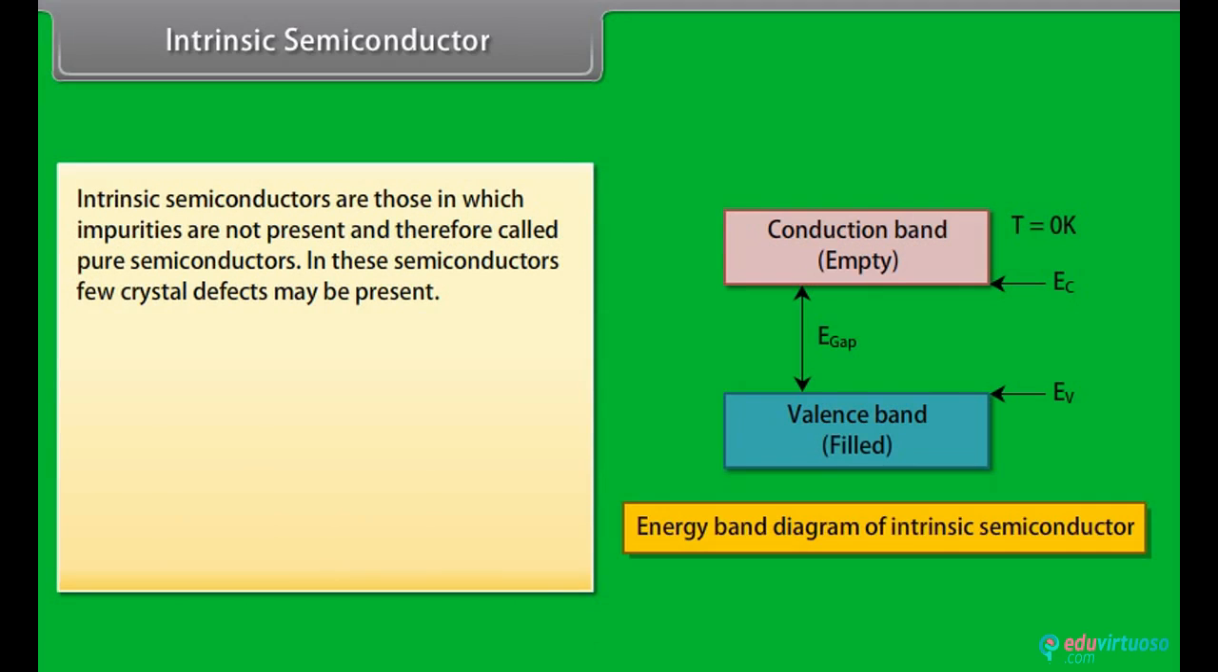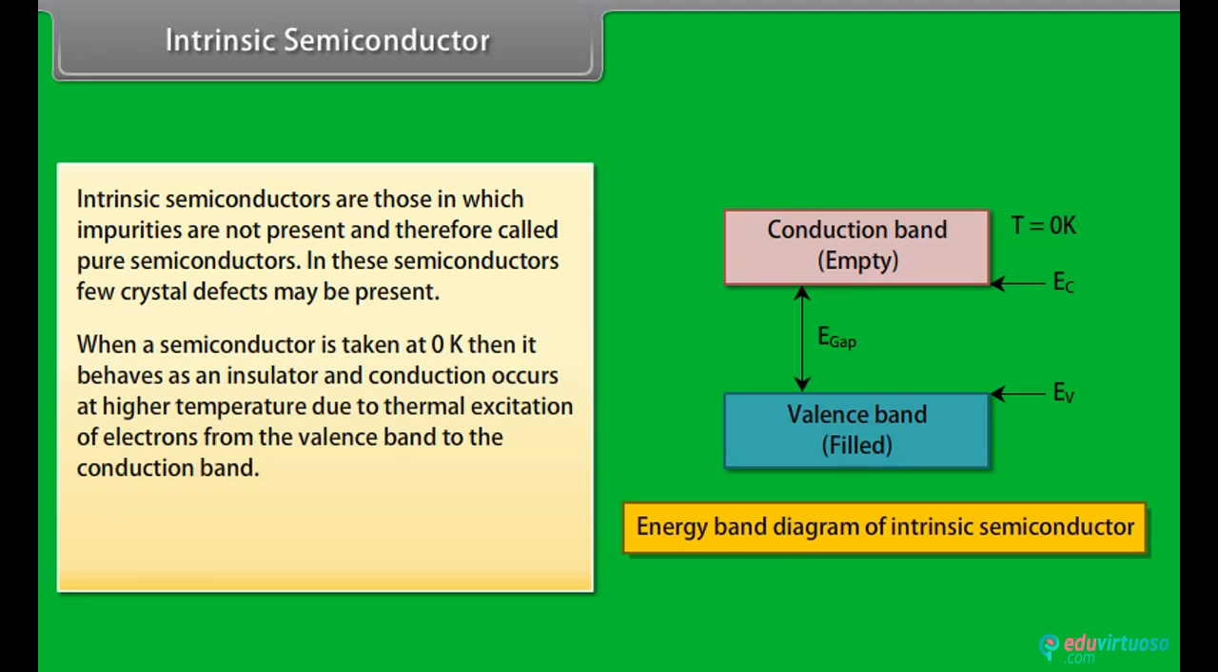Intrinsic semiconductor. Intrinsic semiconductors are those in which impurities are not present and therefore they are called pure semiconductors. In these semiconductors, a few crystal defects may be present. When a semiconductor is taken to 0 Kelvin, it behaves as an insulator and conduction occurs at higher temperature due to thermal excitation of electrons from the valence band to the conduction band. For example, germanium and silicon.